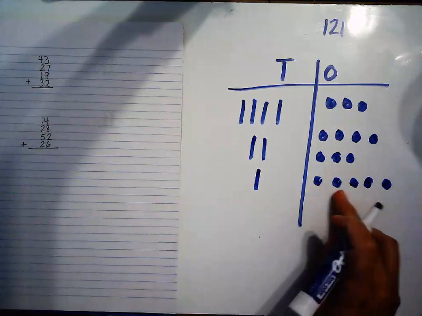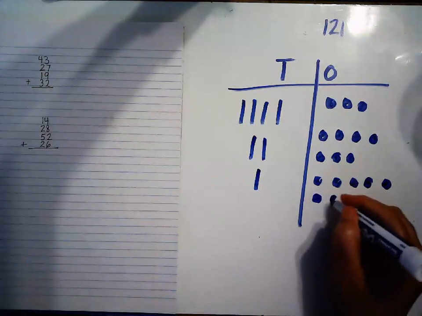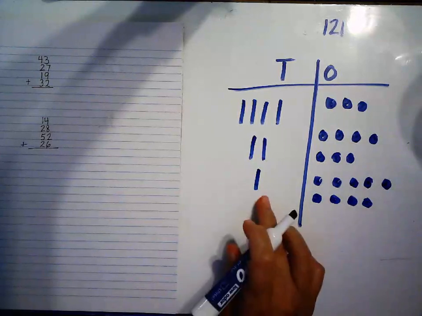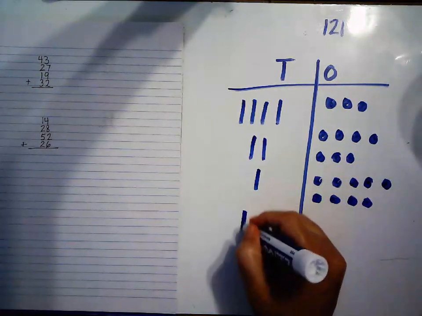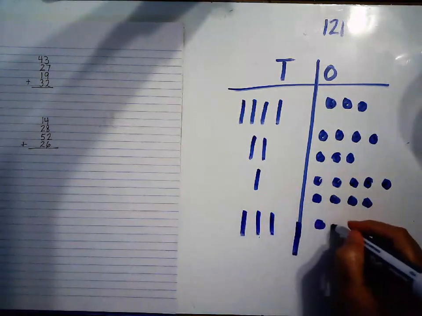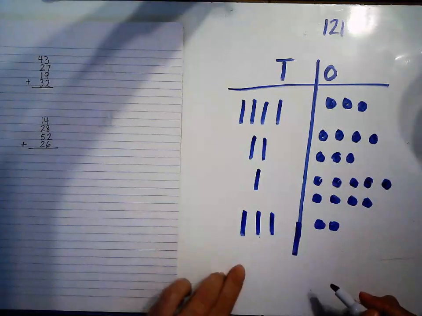So I'm doing 9: 1, 2, 3, 4, 5, 6, 7, 8, 9. So that's 19. My last one is 32. So I'm going to draw 2 more, and the 3 and the 2.